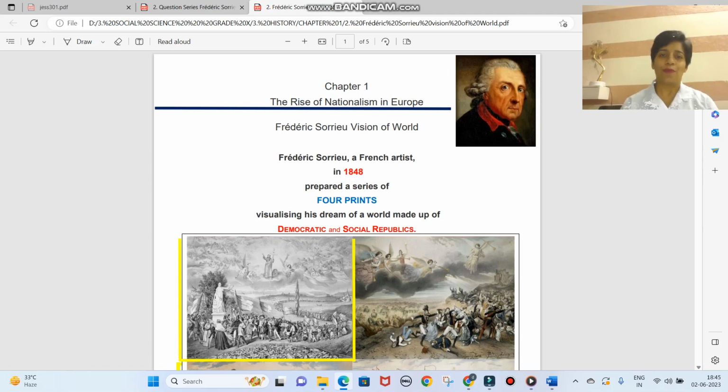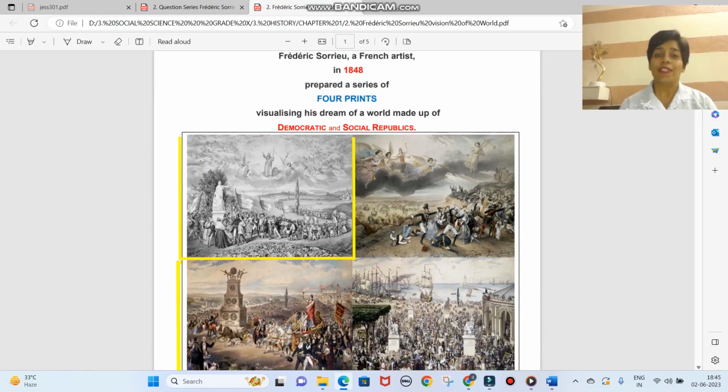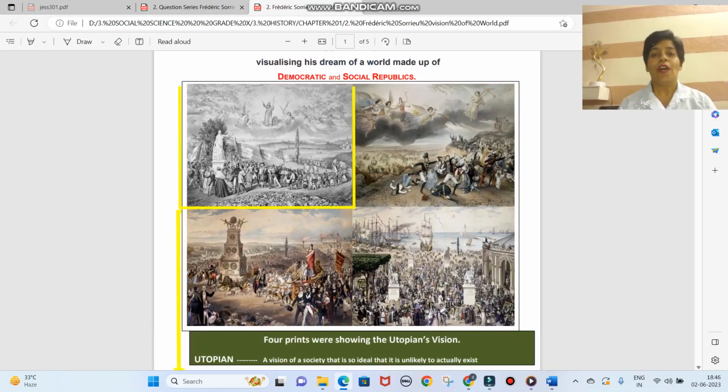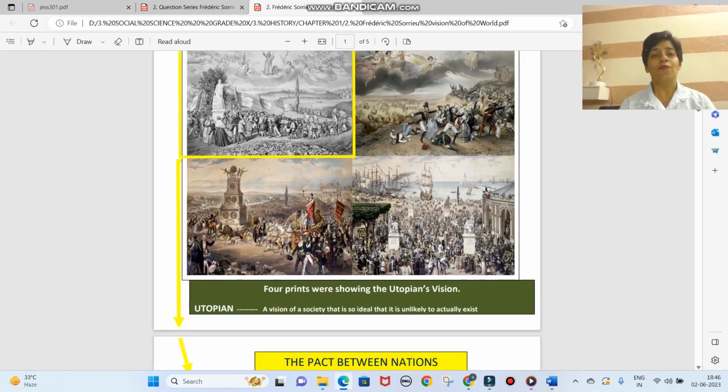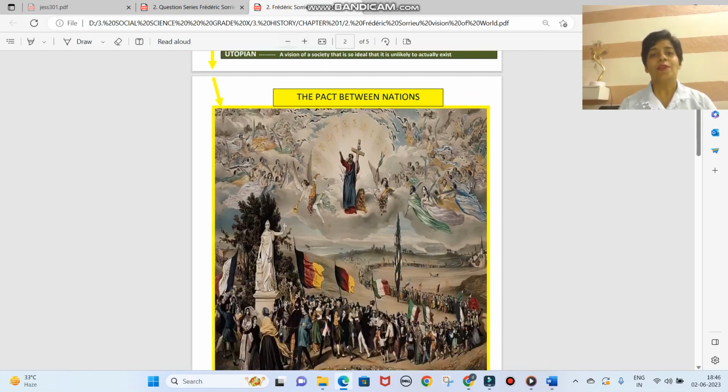Who was Frédéric Sorrieu? He was a French artist and he prepared a series of 4 prints. Those 4 prints were actually reflecting and visualizing his dream world. He wanted to have a world in which all the people were living in democratic, social, and republic principles. So, out of those 4 prints, in this chapter, we will talk about the first print, that is the Pact Between Nations. This was the name which was given to the first print.